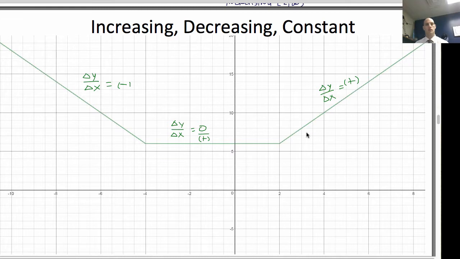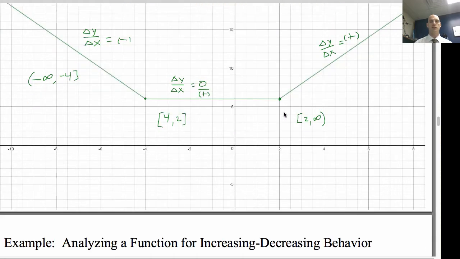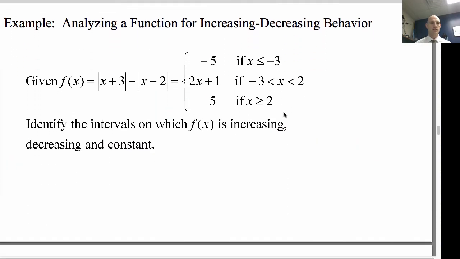And you include it in those intervals here. So this is from negative infinity all the way up to negative 4. This is from negative 4 to 2. And this is from 2 all the way to infinity. Okay? That's how this works. Defining those intervals of increasing, decreasing, and constant.